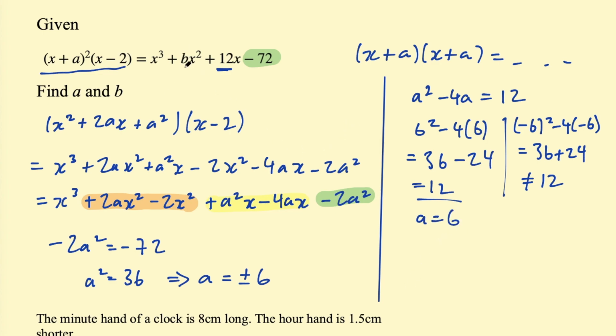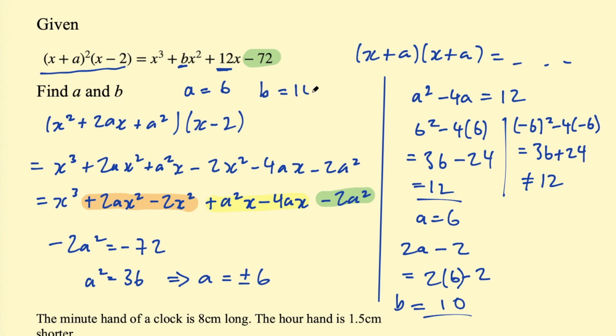That allows us to solve for b, because then we use the coefficients of the x squared terms to find b. So the coefficients of x squared are 2a take 2, which is equal to 2 times 6 take 2, which is 12 take 2, which is 10. So that's b. Okay, so final answer is a equal to 6 and b is equal to 10.